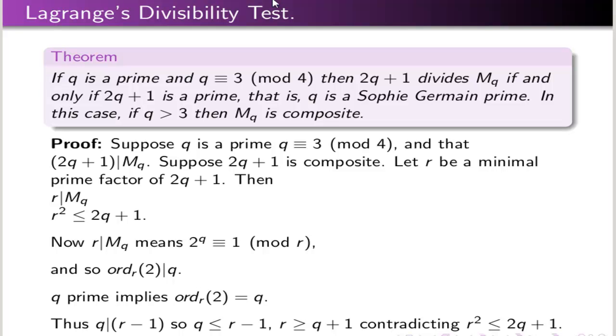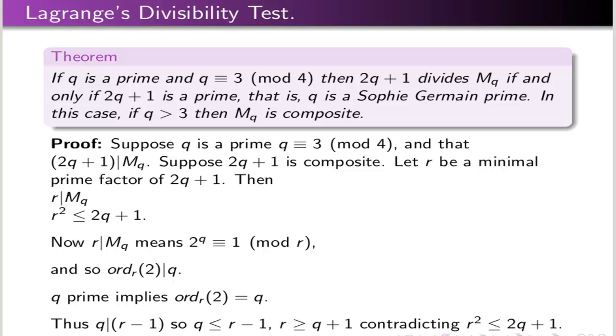Proof. So we have two directions. Let's suppose first that Q is a prime congruent to 3 mod 4, and that 2Q plus 1 divides MQ. So we want to prove that 2Q plus 1 is a prime, so we do a proof by contradiction. Let's suppose 2Q plus 1 is composite. I'll let R be a prime factor of 2Q plus 1, and let's let it be the minimal prime factor of 2Q plus 1. So it's a composite number. Do its factorization as a product of primes, and I'll pick out the smallest prime factor, R.